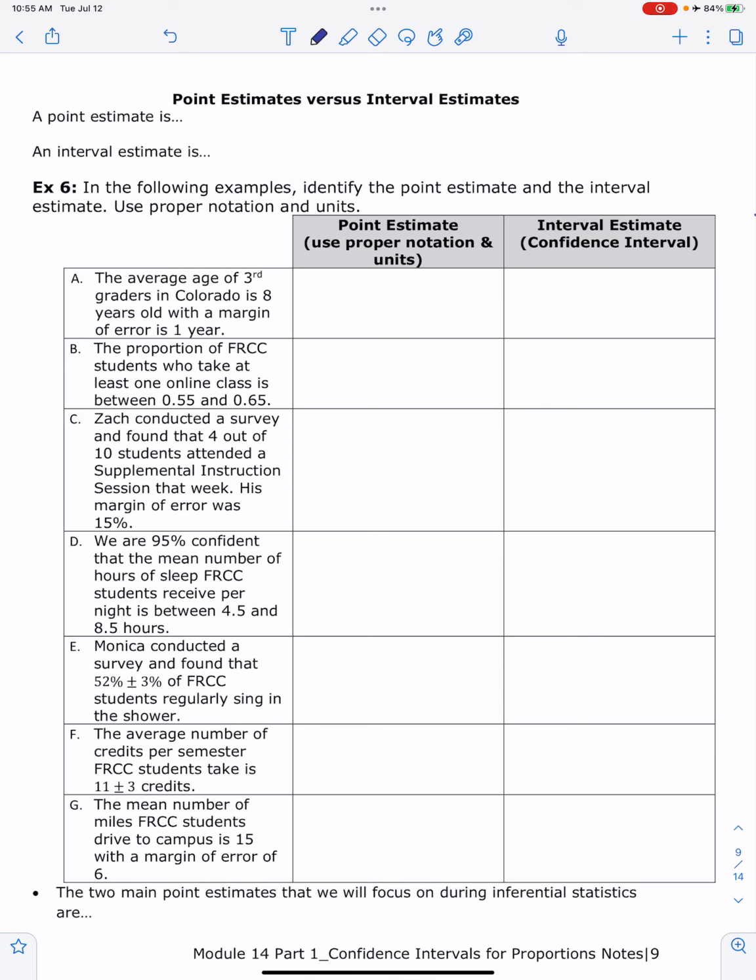This is page 9. So we want to just kind of drive home the difference between our point estimate and our interval estimate. The point estimate is the sample statistic that we've collected. You can think of it as the best guess. I don't like using the word guess here, but for our population parameter.